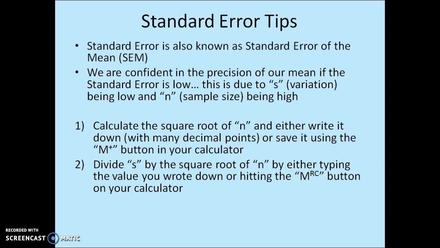Now, I have some suggestions. If you're using a baby calculator, you can calculate the square root of n and either write it down with all of its decimal points, or you can save it in your calculator using the M+ button. So then you type in s, and you divide it by the square root of n by either typing the value you wrote down for the square root of n or hitting the MRC button. And you can get rid of the value you saved by, I believe, hitting M-.